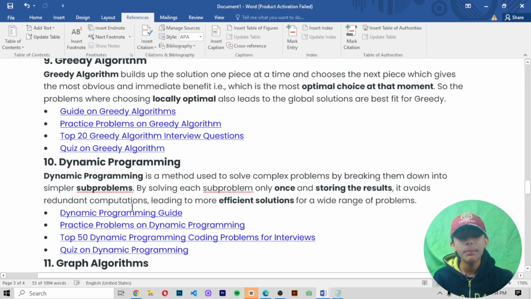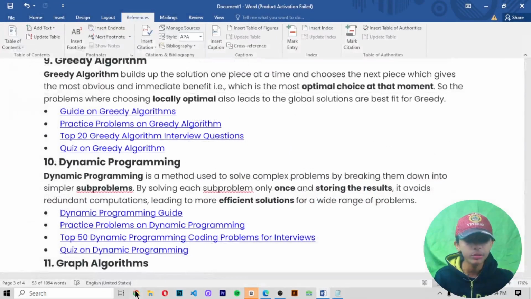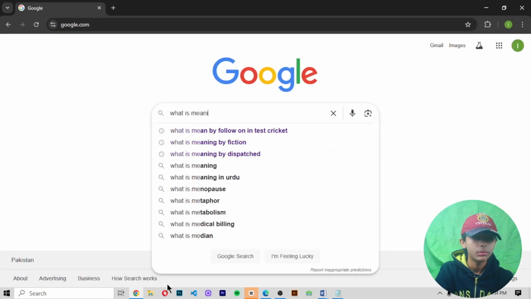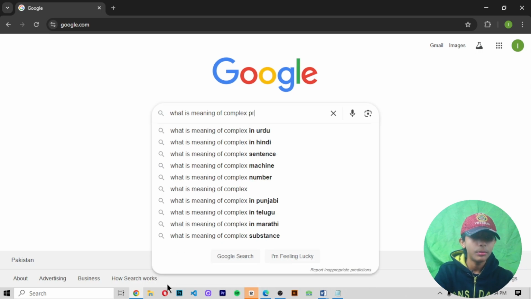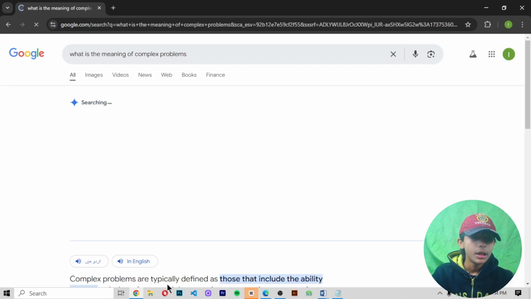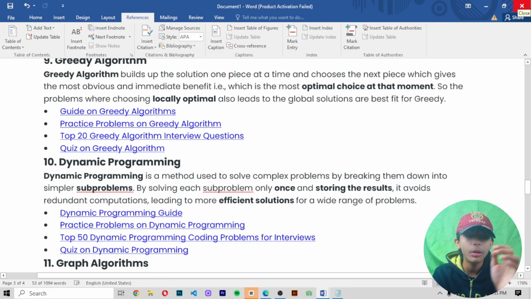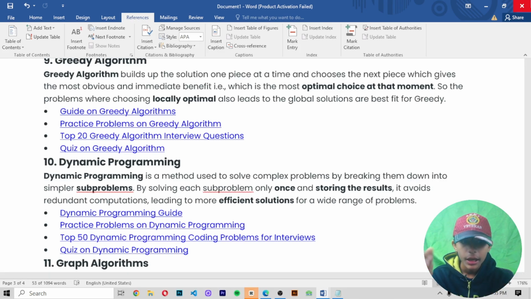And if you don't know what a complex problem is, what is the meaning of complex problem, come on to the Google search here. What is the meaning of complex problem? Complex problems are problems that are difficult to define and solve because they have many causes, multiple solutions, and can lead to unintended consequences. So complex problems have many types of solutions and are very difficult in their questions.